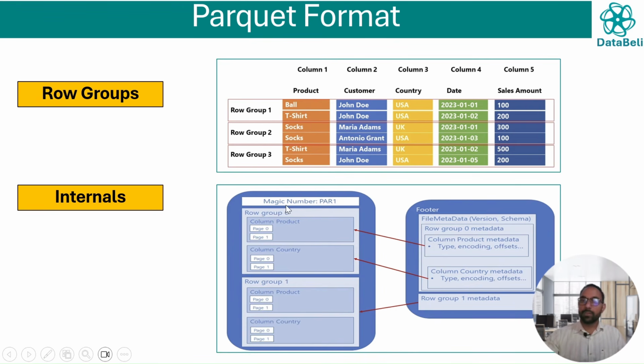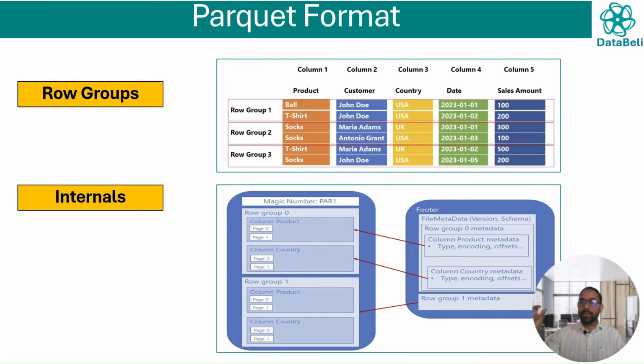So if I jump to an example, let's say I want to read only the sales amount data where the value is greater than 200. What it will do is check the file, and within the file it will first read only the statistics from this footer, and from there it will understand whether this file has some values where sales amount is greater than 200 or not, based on the min max value. If it doesn't have, it will not even have to read the file, it will just skip that file.